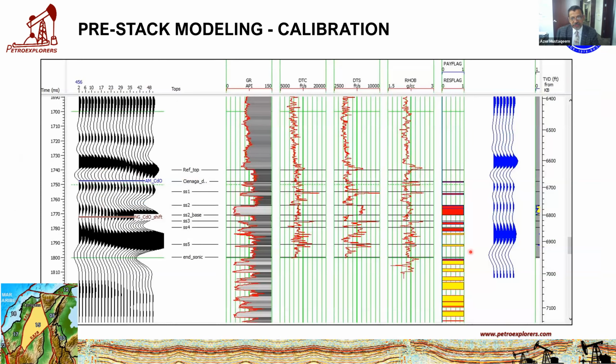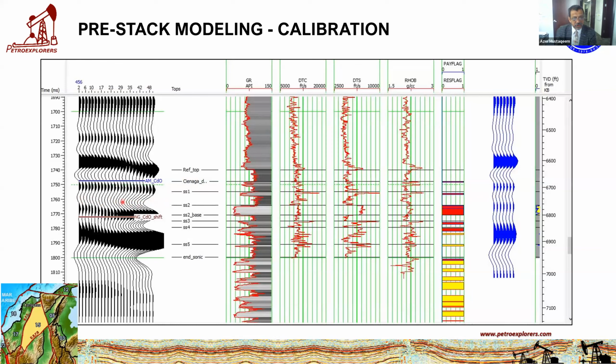What you see is this one well, it has a sand top and base, with the top of the Cienaga de Oro, but the one which has shown that it is thick enough to show the response of the class 3 AVO right on the top of the sandstone.